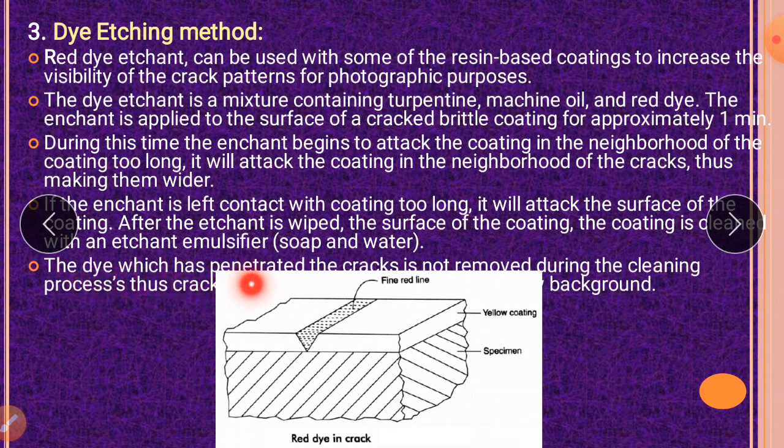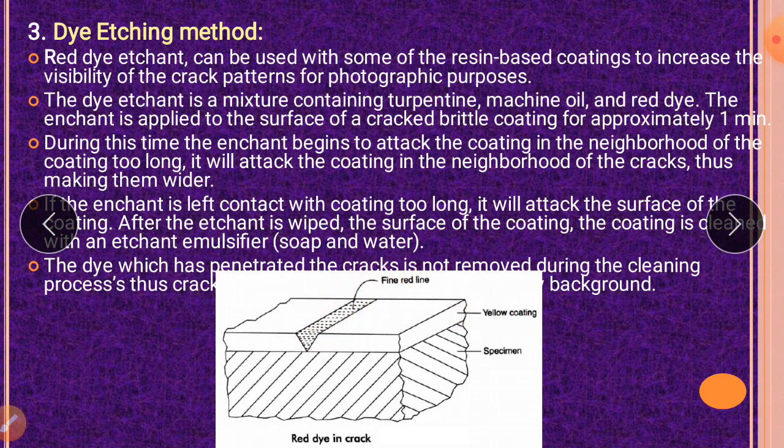The dye which has penetrated the crack is not removed during the cleaning process, which will glow against the background. I will read that. Dye which has penetrated the crack is not removed during the cleaning process, thus the cracks appear as fine red lines on a yellow background. You can see here fine red lines appearing on the yellow coating. So like that the crack patterns appear.